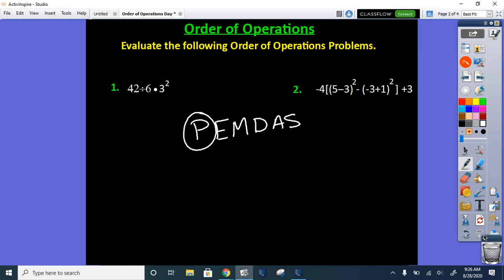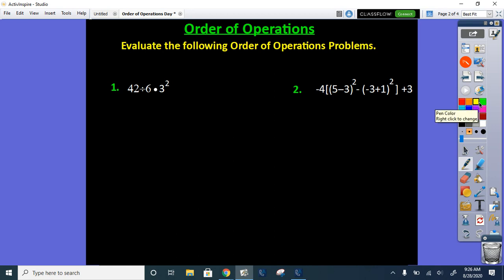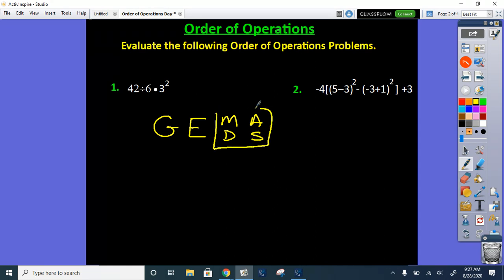Okay, so we actually have these 6 operations that we follow, but in reality, it's a set of 4 steps. So I actually write it as this, and I'll go through each step individually. The G here is something you may not have seen before. It stands for step number 1. This is to take care of all types of grouping symbols.